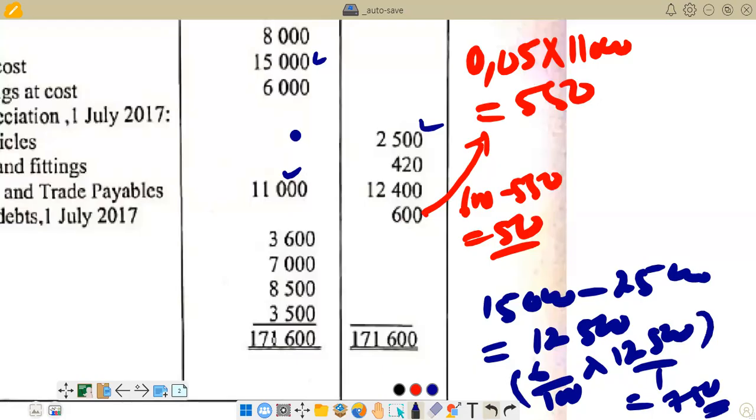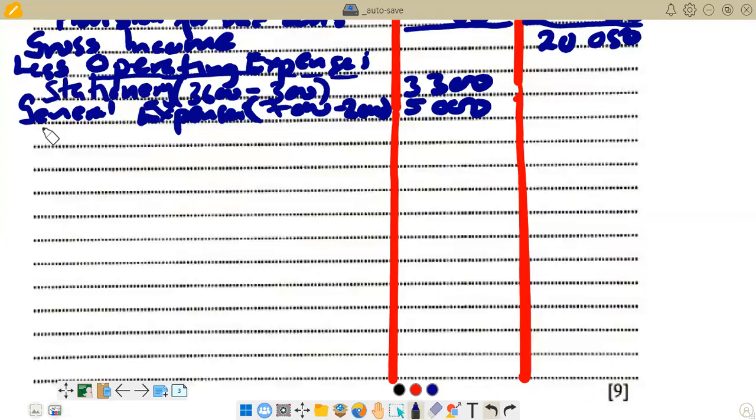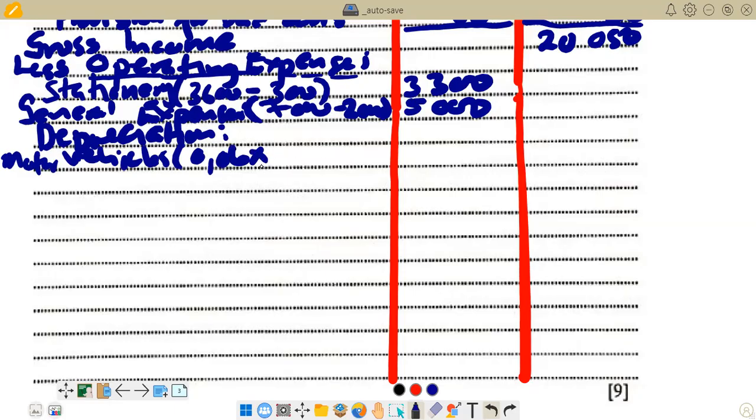So we go there, it's right, depreciation, and the depreciation that we are calculating for motor vehicles. We are saying it's 6%, which is 0.06, and then we multiply by net book value, which is 12,500. And then the figure that we got is 750. So we have 750 here. And obviously we have the next one.